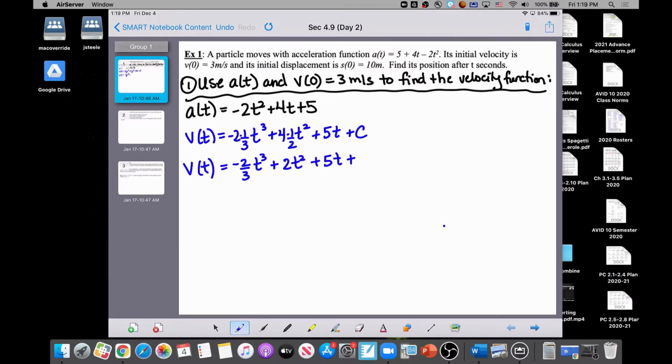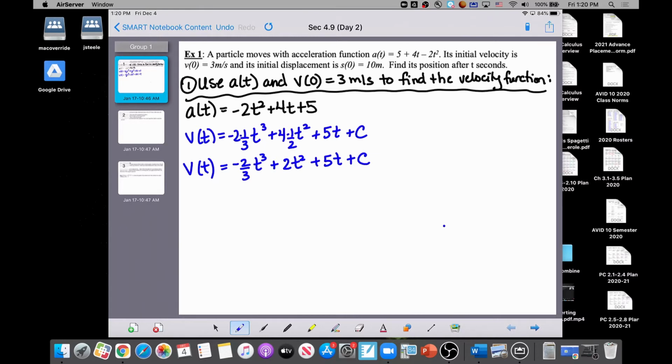Plus 5t plus c. If I check my terms, the first term, if I brought down the 3 times negative 2/3, would just be negative 2t squared. Check. Second term, if I brought down the 2 times 2, would be 4t. Check. Third term, derivative of 5t would be 5. Check. Fourth term, derivative of a constant would have been 0. Check. Okay, that looks good. Now let's solve for c.